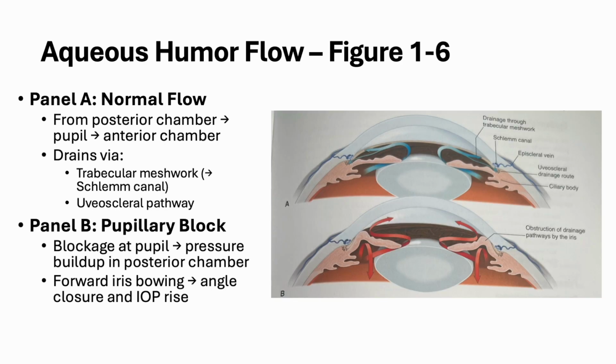This slide illustrates two key scenarios in aqueous humor dynamics. Panel A shows normal flow. Aqueous humor is produced in the posterior chamber, flows through the pupil, and enters the anterior chamber. From there, it drains out of the eye via two pathways, the trabecular meshwork and Schlemm's canal, and the uveoscleral pathway. Panel B shows a pupillary block. Here, pressure builds up in the posterior chamber due to blockage at the pupil, which causes the iris to bow forward, narrowing or closing the angle, and ultimately leading to a rise in intraocular pressure.